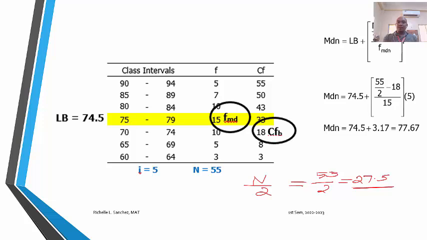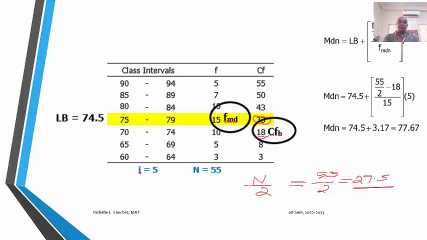So 27.5 belongs to class interval 75 to 79 because if we consider 18, 18 is less than 27.5. Therefore, we move to the upper class interval. So in this case, this is 33. That means our median class belongs to cumulative frequency 33, in which the class interval is 75 to 79.